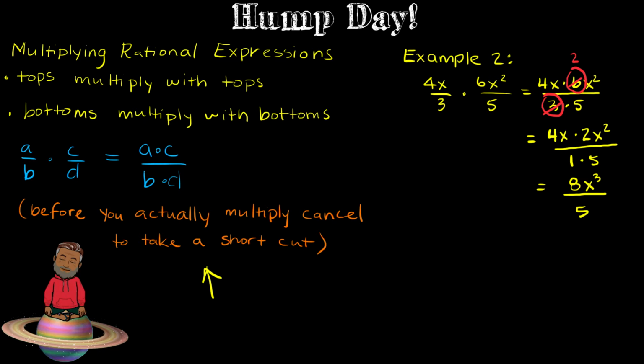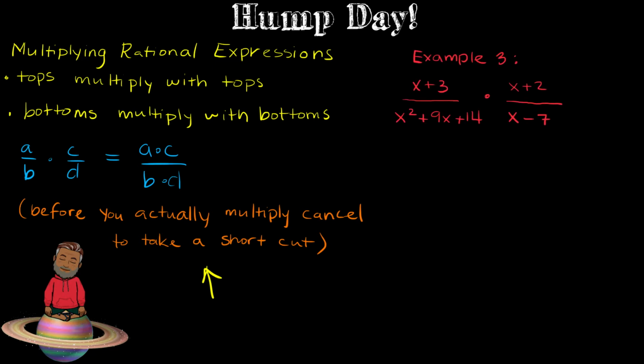Taking a look at example number 3, it's going to get much more complicated. With example 3, what we now have is a bunch of polynomials. We approach the problem the same exact way. I'm going to color code this one a little bit more. We're going to multiply the tops together. So we're going to say x plus 3, and I'm actually going to write x plus 3 in parentheses. So we're going to go x plus 3 times the x plus 2.